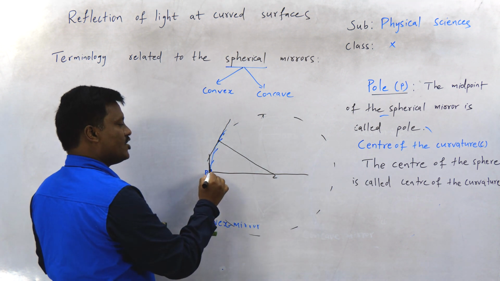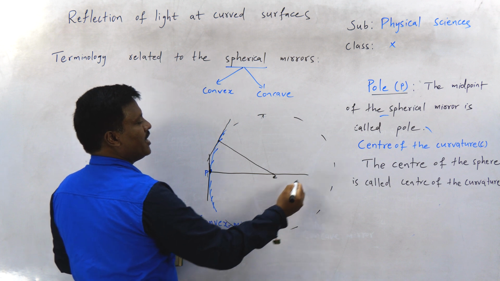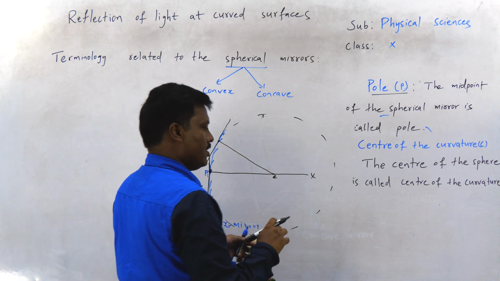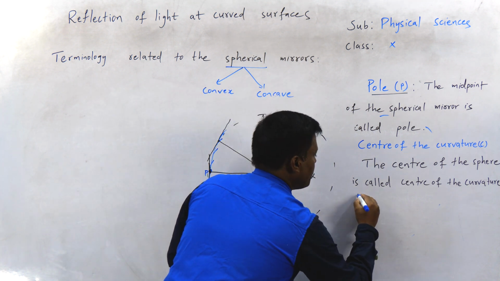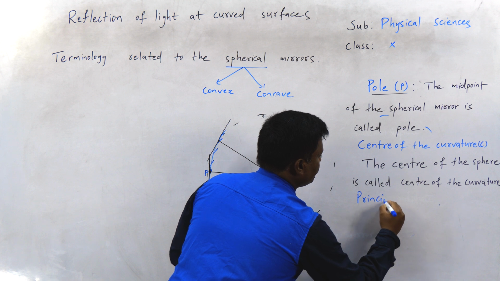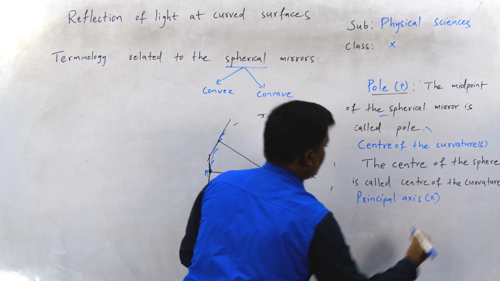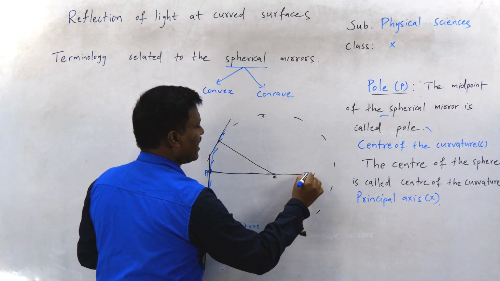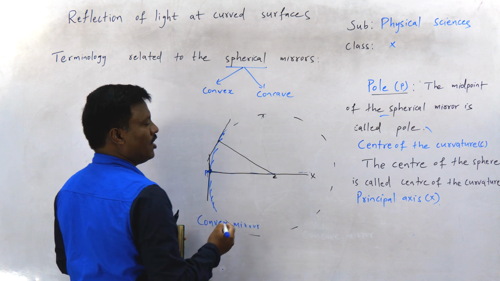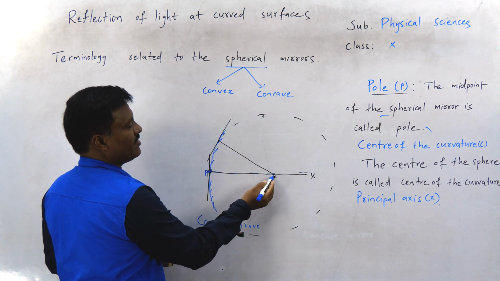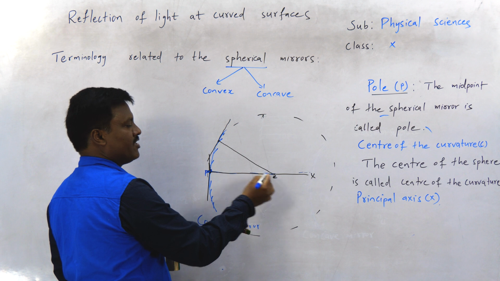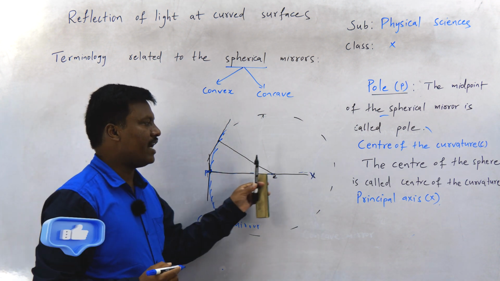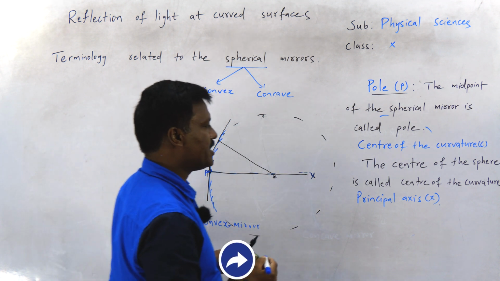But the line which joins the pole and the center of the curvature is especially termed the principal axis. So another important term is principal axis. It is denoted by X. What is the principal axis? The line which joins the pole and the center of the curvature. This is also a line, but it is not joining the pole and center of the curvature. But this is the line joining the pole and center of the curvature. So this is called the principal axis.